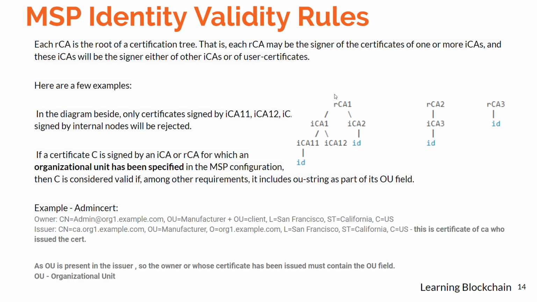The root CA provides some certificate to the ICA, that is the intermediate certificate authority. The intermediate certificate authority can have different hierarchies, and via signing all these things, finally one ID is issued. So the root can directly issue some ID, or the root can provide the certificate to an intermediate certificate authority, and that intermediate certificate authority can subsequently provide it to another intermediate certificate authority, or issue the certificate. Let us see in the diagram beside: only certificates signed by ICA 11, ICA 12 and ICs signed by internal nodes will be rejected. You can see that ICA 2 issued the ID, ICA 11 issued the ID, ICA 3 issued the ID, RCA 3 issued the ID over there. So only these certificates are valid.